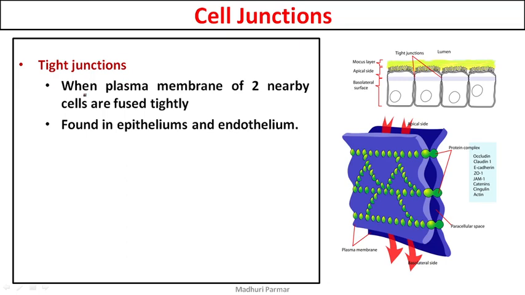So tight junctions are when the plasma membranes of two nearby cells are fused tightly. It is found in epitheliums and endotheliums. So the outer lining or the inner lining, where cells are supposed to be very closely attached, so as to not allow anything to go out or anything to come in.